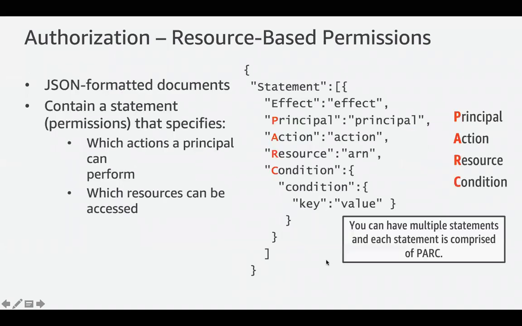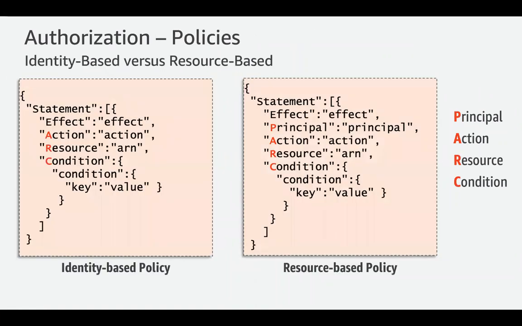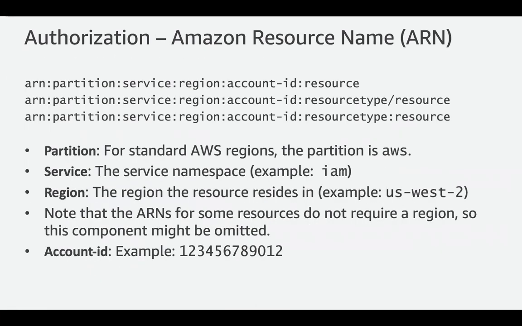Okay, let's get to the actual thing. I told you about ARN yesterday. What is ARN? Amazon Resource Name. That's a unique name that is given to every resource using this nomenclature: ARN, partition, service, region, account ID, and resource.